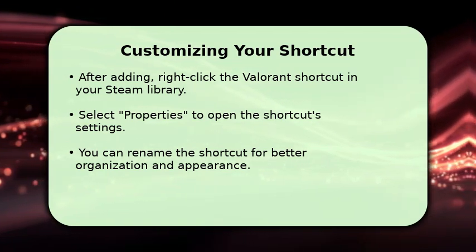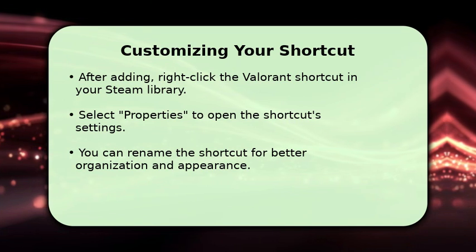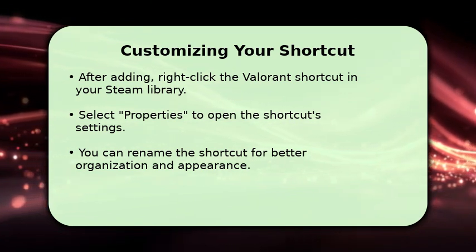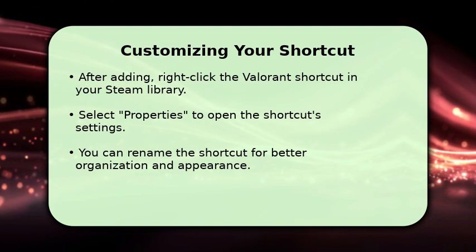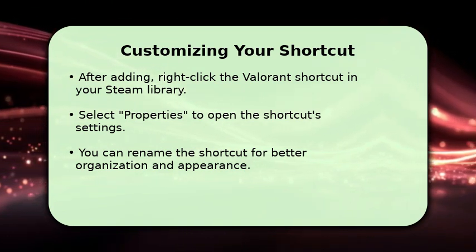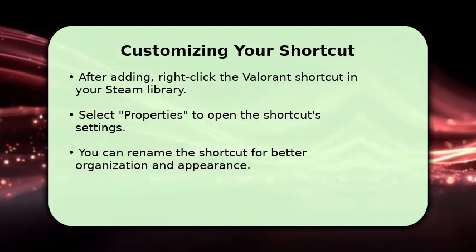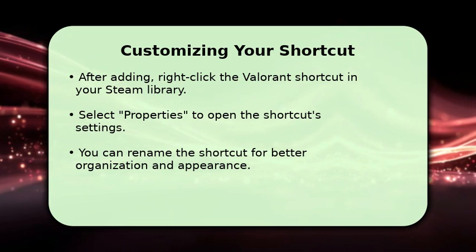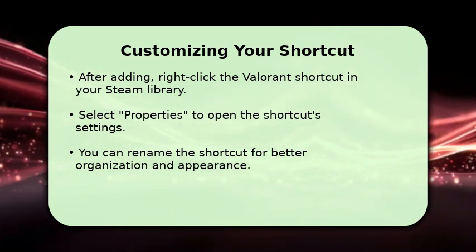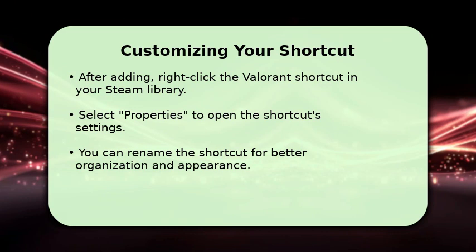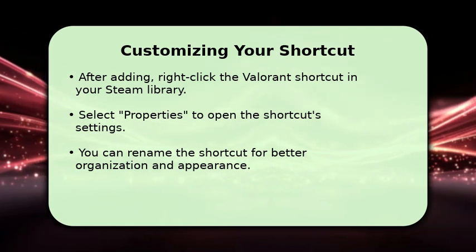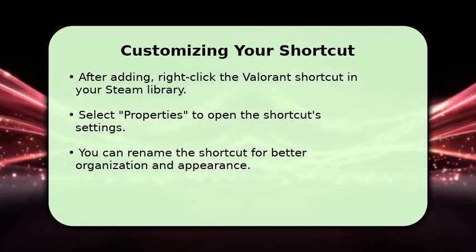Once Valorant is added, you can customize its appearance within your Steam library. Simply right-click on the newly created Valorant shortcut and select Properties. Here, you can rename the shortcut to something like Valorant for a cleaner look. For an even more integrated feel, you might consider adding custom artwork, such as a game banner or icon, which can be found online. This makes your non-Steam game blend seamlessly with your other Steam titles.